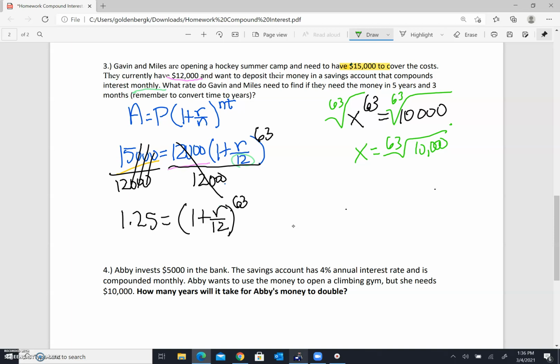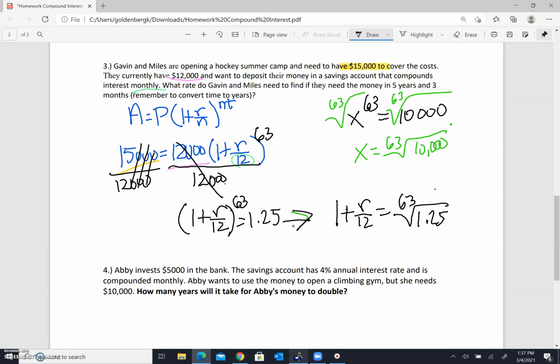So what we're going to do is a similar step for this. We're going to take our problem, and it might be a little bit easier just to think about it in similar terms, to put the 1.25 on this side. Some people, the visual really helps. 1.25, that way it looks the same. We're going to rewrite this as 1 plus rate over 12 is equal to the 63rd root of 1.25. Okay, so kind of matching up above, right? x is equal to the 63rd root of 10,000. Instead of an x, we have that whole thing inside the parentheses.